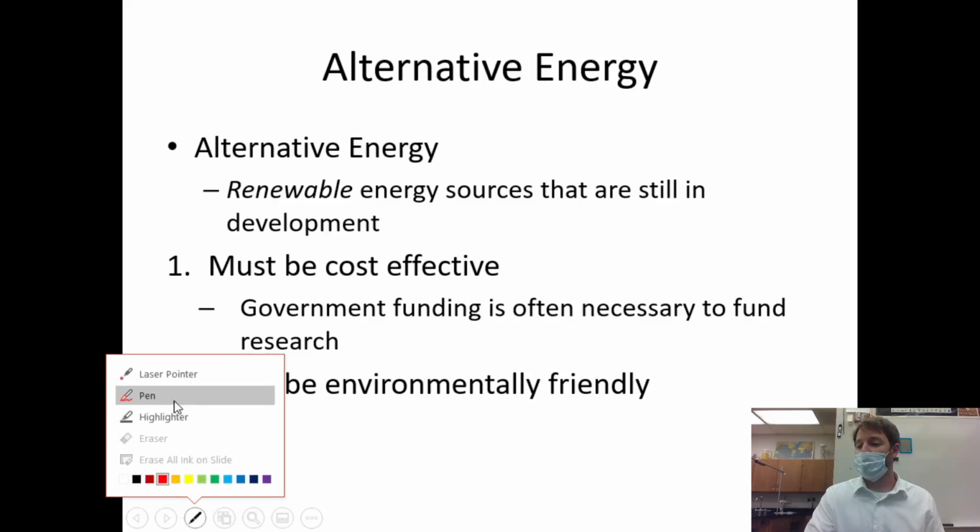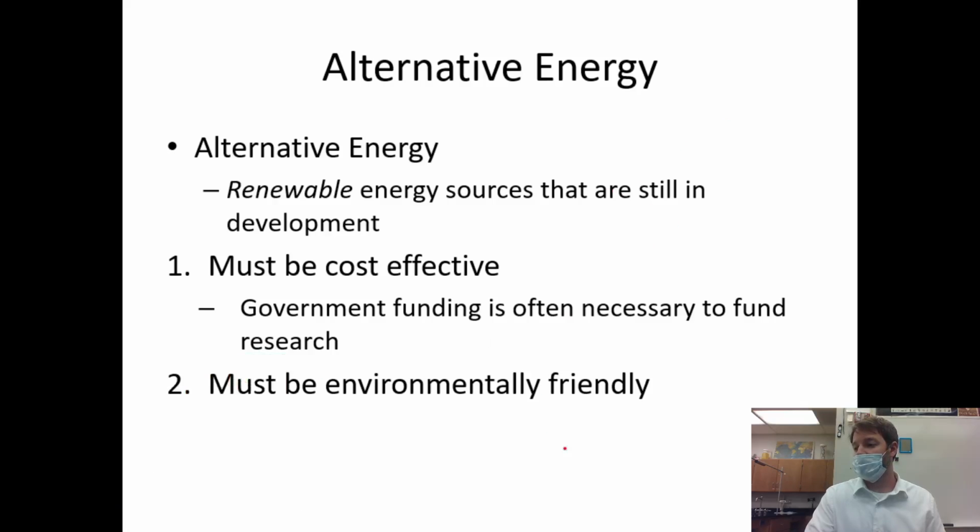So if we were to categorize our energy, energy is the main category. We have our non-renewables, then we have our renewables, and then branching off of renewables, we have alternatives. I'm not going to bother even trying to write these, but non-renewable, renewable, and alternatives.